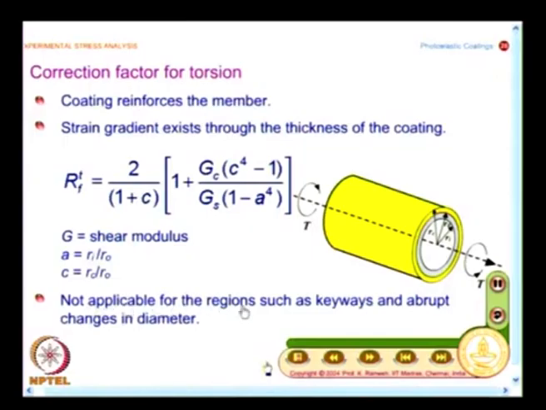This is not applicable for regions such as keyways and abrupt changes in diameter. In fact, any practical shaft will have keyways and changes in diameter, so in all those cases this correction factor is not applicable. So, this is the contradiction. You are able to find the correction factor for simple problems, but for complex problems it is not applicable. The saving grace here is that because it is a region of stress concentration, even a thin coating can provide you enough information. That is how it is solved from an engineering point of view.